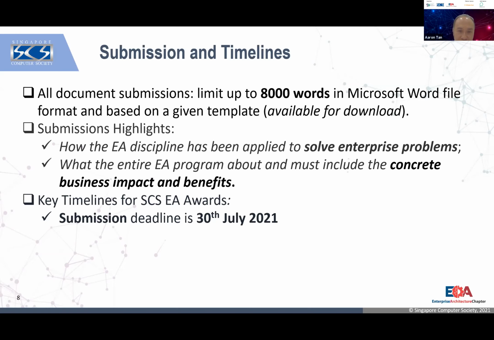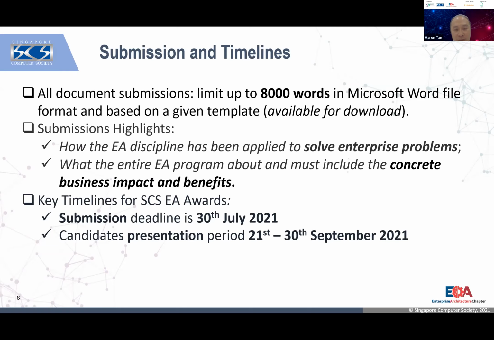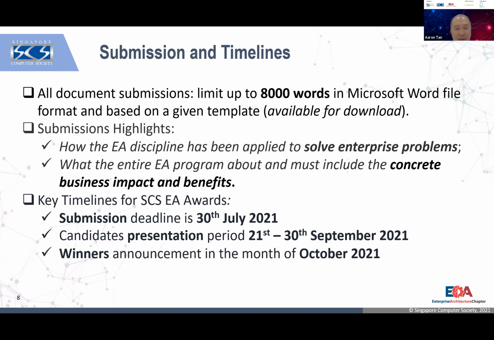And of course, 30th July is the deadline. If you are shortlisted, there will be a presentation scheduled between 21st and 30th September, later in the year. Then the winner will be announced in the month of October. And hopefully, if we can have a physical event, we are going to hold the award ceremony on the 18th of November, which is also in conjunction with our annual SCS EA conference on the 18th of November.